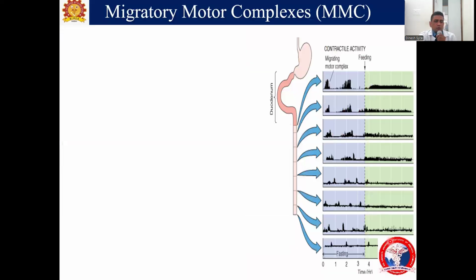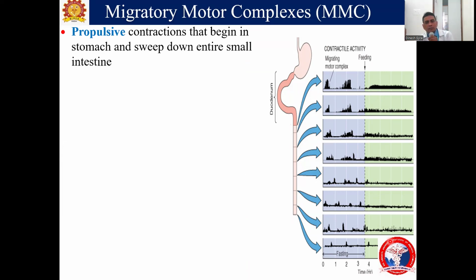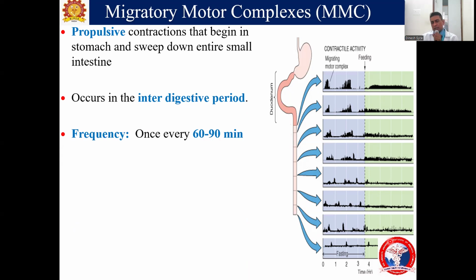So what are migratory motor complexes? These are propulsive movements which begin in the stomach and they go down the entire small intestine. When do these movements occur? Do they occur when we're having a meal? No, they occur between meals in the interdigestive phase. So the migratory motor complexes are propulsive movements which occur in the interdigestive phase, in the period between two meals, right? So they happen every hour and a half.